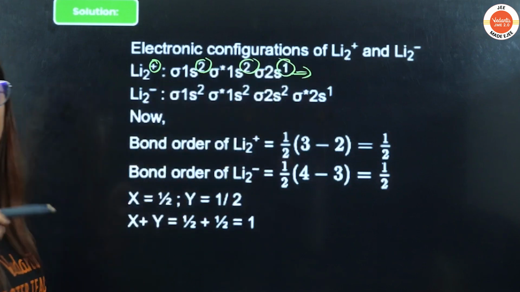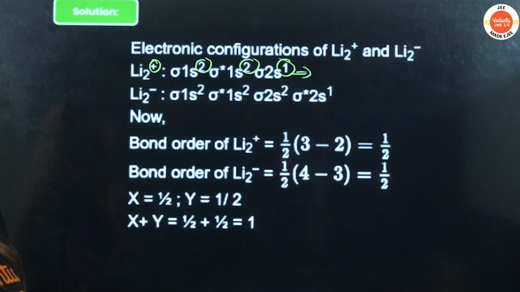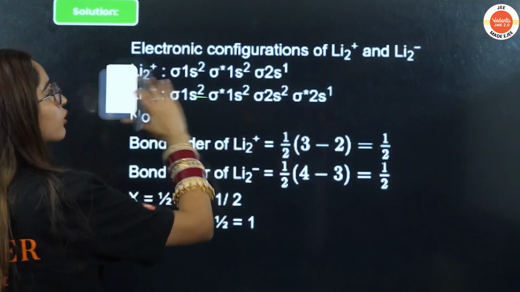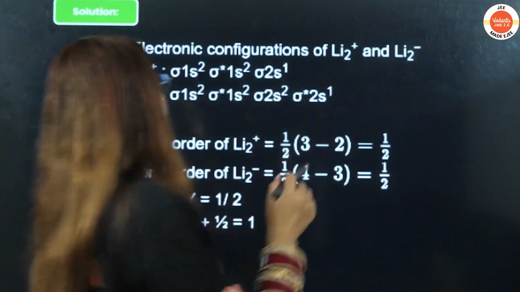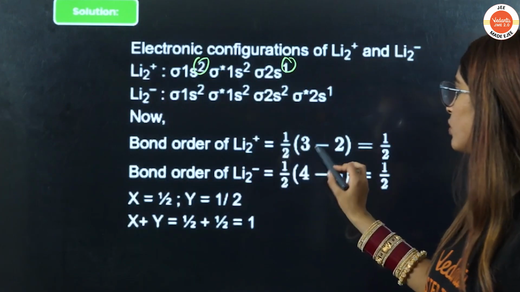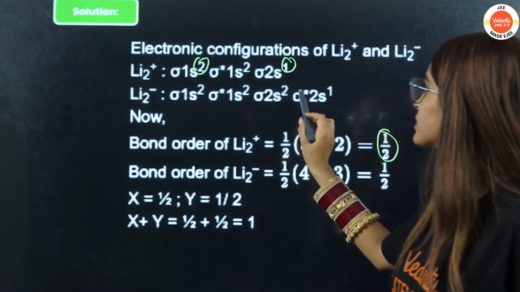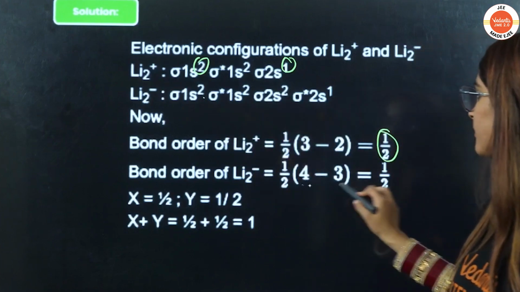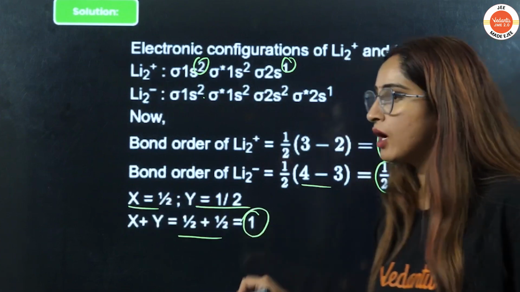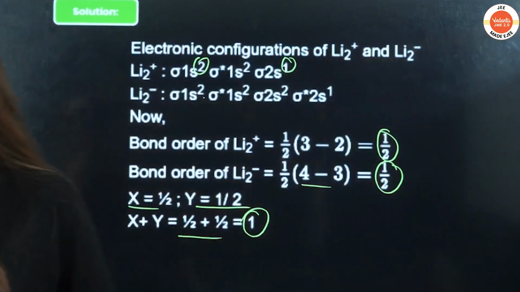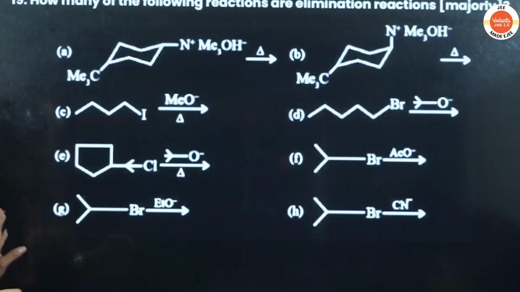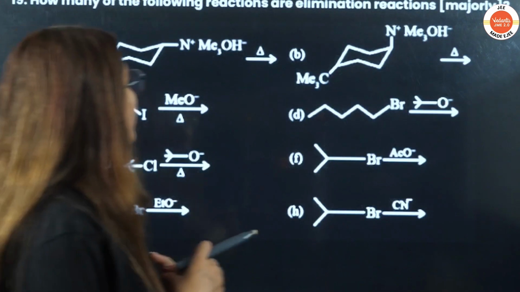Right? Talking about Li2 negative, that is 6 plus 1. So it is 2, 2, 2 and 1. Now, talking about the bond order here, it is going to be bonding minus anti-bonding, divided by 2. So it is 3 minus 2 divided by 2, that is half. For the other it is 4 minus 3 divided by 2, that is half. Right? So X plus Y is going to be 1 here. Okay? Chal.